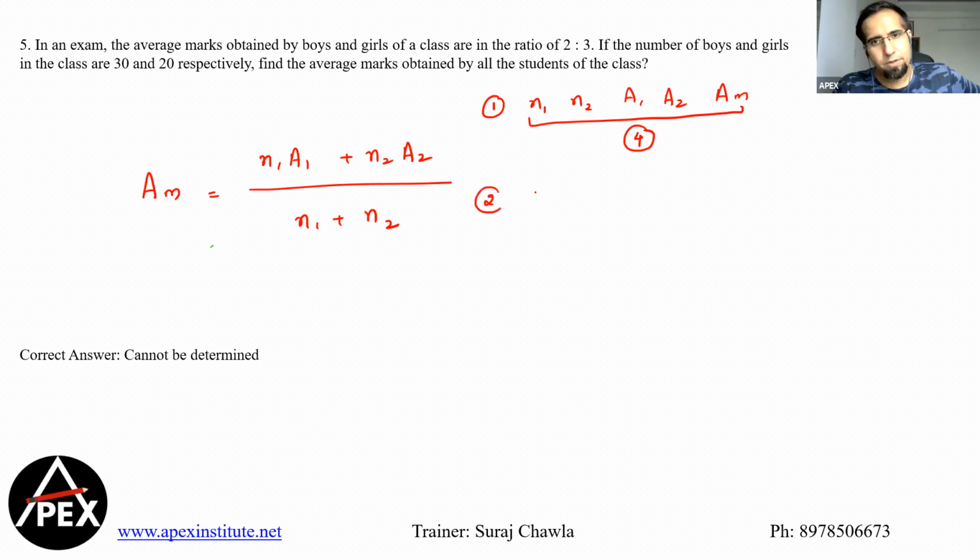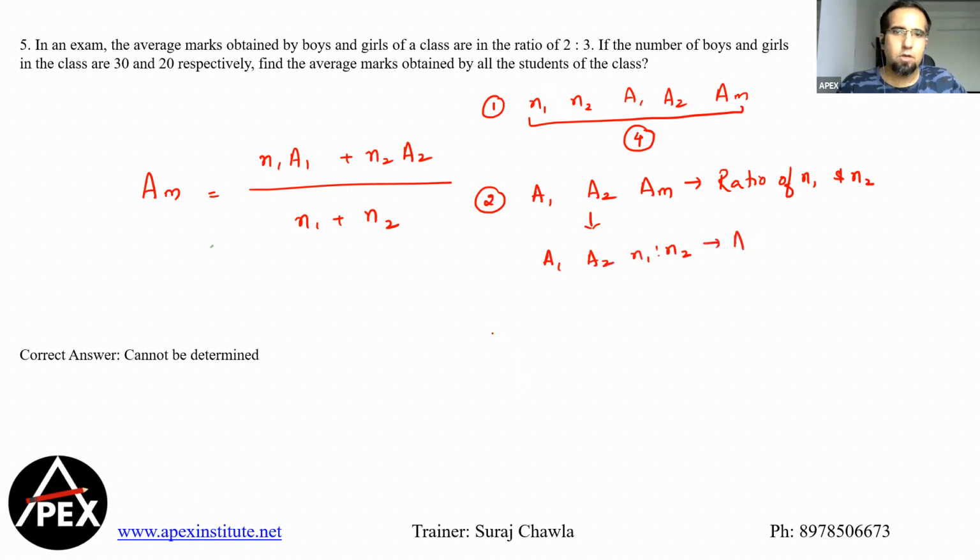Clear? Second, if I'm given A1, A2, and AM, I can calculate the ratio of N1 and N2, and vice versa. Clear? Vice versa means what? This can be rearranged as, if I'm given A1, A2 and N1 is to N2, we can also calculate AM. But if I'm given the ratio of averages, in no scenario can I get my answer. Is this point clear?